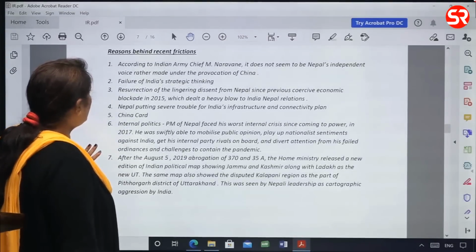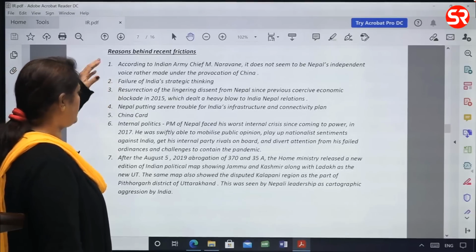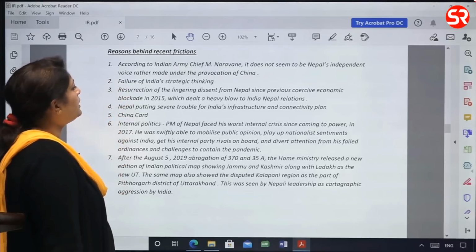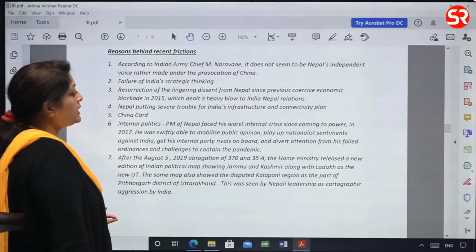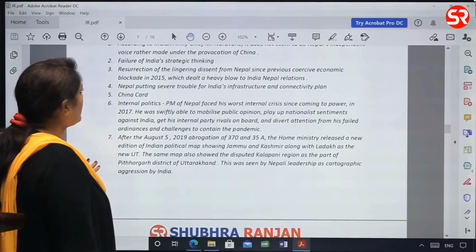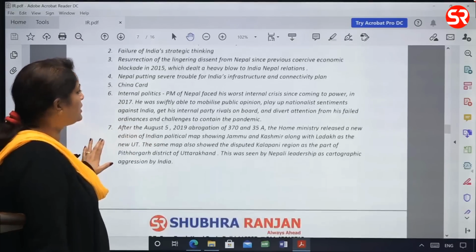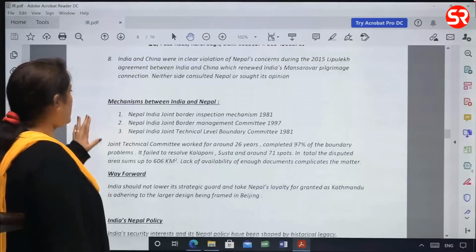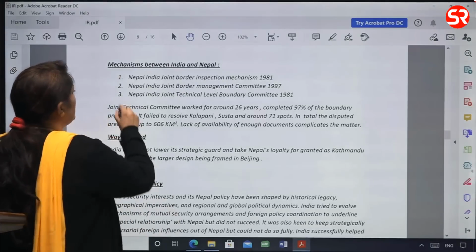And the reasons behind the recent friction: the failure of India's strategic thinking, or Nepal using the China card, and Nepal putting severe trouble for India's infrastructure and connectivity plans, internal politics of Nepal, India's decision with respect to Article 370 and 35A. So multiple factors you can see, and this is the mechanism available that you should be aware of.